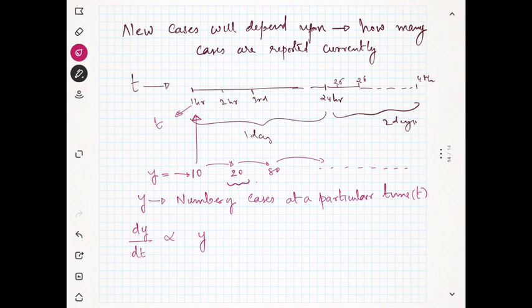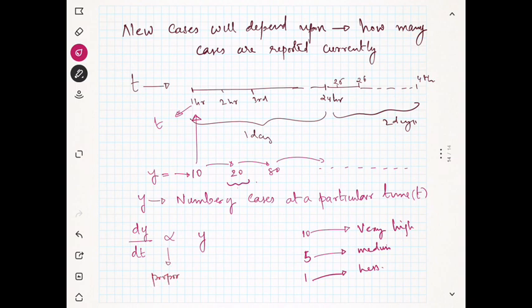For example, if 10 persons are infected, at the next moment the rate of change is very high, right? If only 5 people are infected, then the rate of change is medium. If only one person is infected and we are properly isolating him, then the number of new cases will be very few. That means the rate of change is proportional to y.